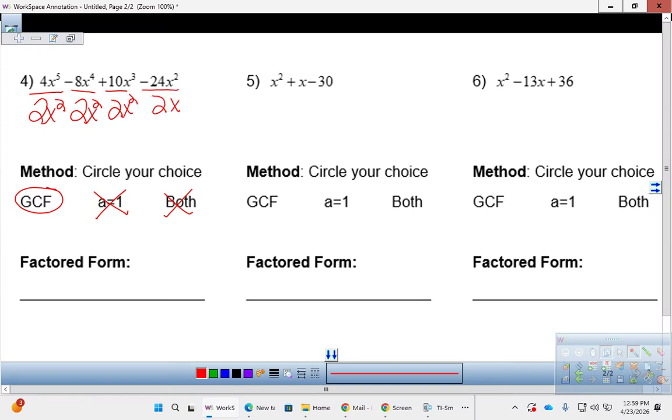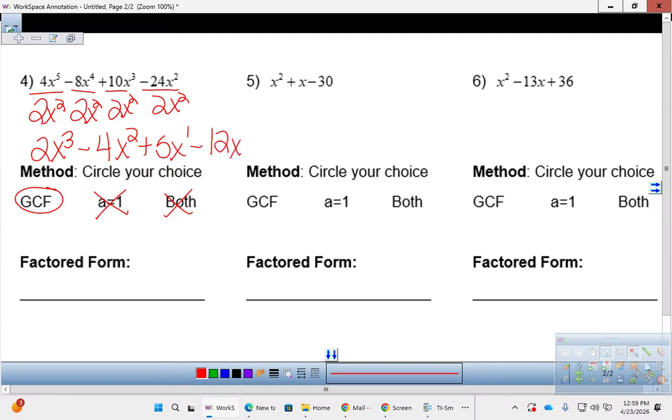So remember what we're doing. We're dividing the numbers in front. 4 divided by 2 is 2. We're keeping the base and we're subtracting the exponents. 8 divided by 2 is 4. We're keeping the base and we're subtracting the exponents. 10 divided by 2 is 5. We're keeping the base and we're subtracting the exponents. 24 divided by 2 is 12.